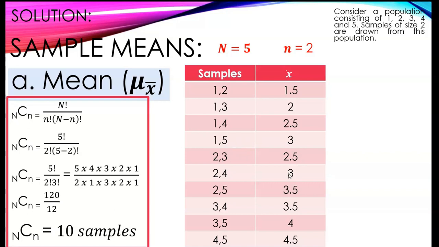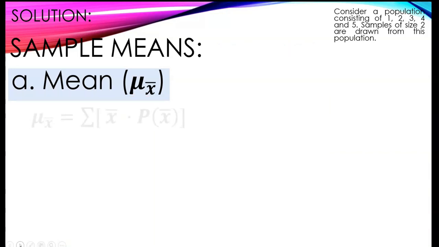2 plus 4 is 6. And 6 divided by 2, that is equal to 3. 2 plus 5 is 7. 7 divided by 2 is equal to 3.5. 3 plus 4 is 7, divided by 2 equal to 3.5. 3 plus 5 is 8 divided by 2, that's equal to 4. And 4 plus 5 is equal to 9 divided by 2, that is 4.5.